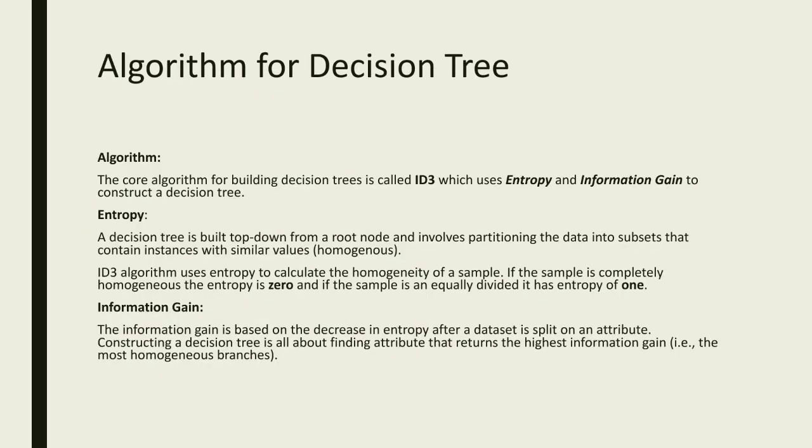Now let's see the algorithm of the decision tree. Today we'll discuss the algorithm called ID3, which uses entropy and information gain to construct a decision tree. Let's understand the term entropy. A decision tree is built top down from a root node and involves partitioning the data into subsets that contain instances with similar values, which are homogeneous in nature. The ID3 algorithm uses entropy to calculate the homogeneity of the sample.